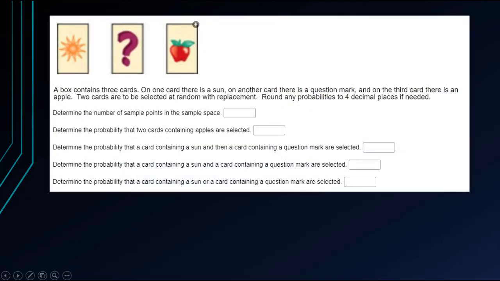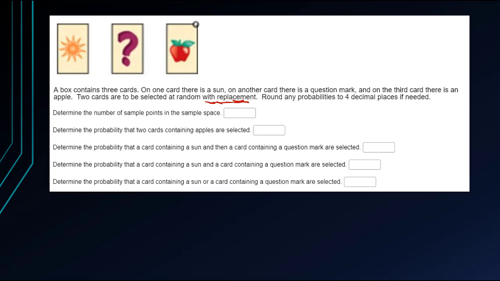For the next one that you were asked to do, a box contains 3 cards. On one card, there is a sun. On another card, there is a question mark. And on the third card, there is an apple. 2 cards are being selected at random with replacement. That's an important concept right there, with replacement, because if it wasn't with replacement, that would change how we would calculate the various outcomes. Round any probabilities to 4 decimal places if needed.